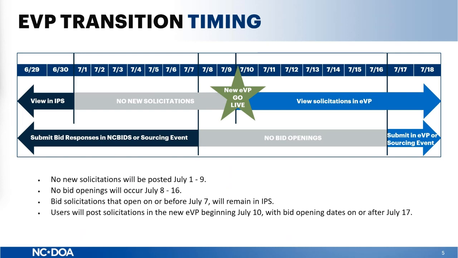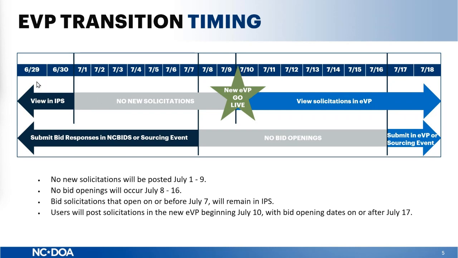So we are just off this slide here. We're on June 28th right now. The go live is July 10th. So that is when the new system will be up and ready to go. We've got weekends here. We've got a weekend here. We've got the 4th of July here. So we are rapidly approaching that.